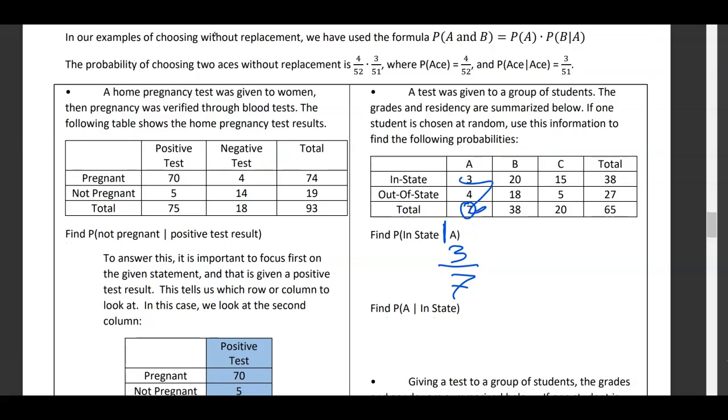Like this next one, probability of A given in state. So this in state tells us that we're stuck in that row. Don't look at any numbers outside of that row, and you'll be good to go for this. Find the probability that you got an A. In that row, there are 3 A's out of the total of 38. Conditional probabilities are almost trivial when you have the two-way tables.